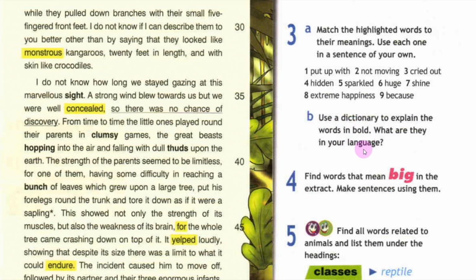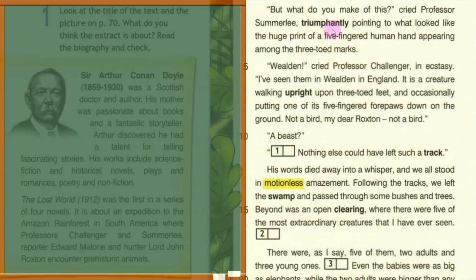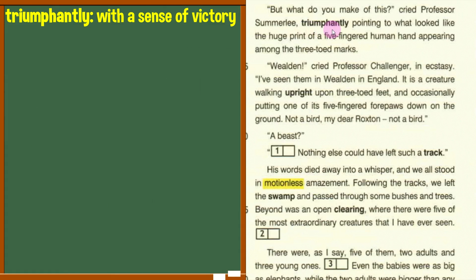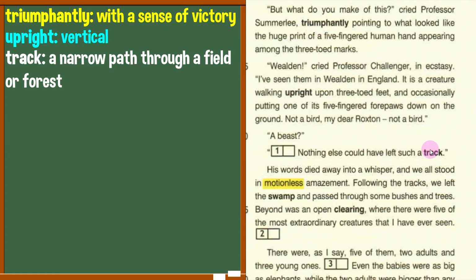What are they in your language? Вас просят воспользоваться словарем для того, чтобы объяснить слова, выделенные жирным шрифтом, и сказать, какие они в нашем языке. And triumphantly, with a sense of victory, то есть триумфально. Upright, vertical, вертикальный. Track, a narrow path through a field of forest.